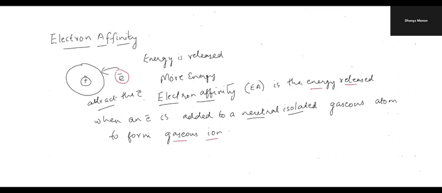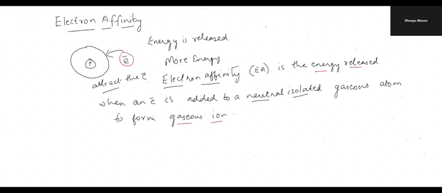Neutral because they don't have any charge, and isolated means they are not in groups, otherwise it is difficult to add the electrons. So affinity means a liking for the electrons. Electron affinity is the energy released when the electron is added to the valence shell of a neutral isolated gaseous atom to form a gaseous ion. This phrase, neutral isolated, we discussed during ionization energy as well, right?